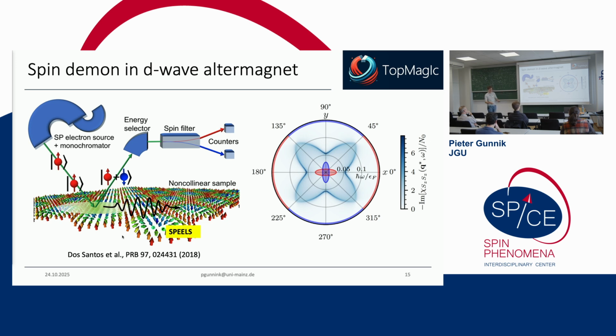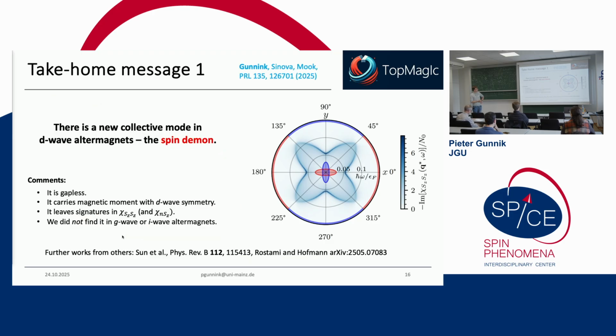Of course, actually doing SPELS on these types of systems will be more difficult, but can be done. And for the experimenter, you don't even need chi-SC,SC, I think. This thing also appears in chi-N,SC. So you don't need either the spin filter here or the spin polarizer here. You can get away with only SPELS where you either spin filter or polarize your electron beam. All right, so to conclude this first part, I've shown you that there is a new collective mode in D-wave altermagnets, the spin demon.